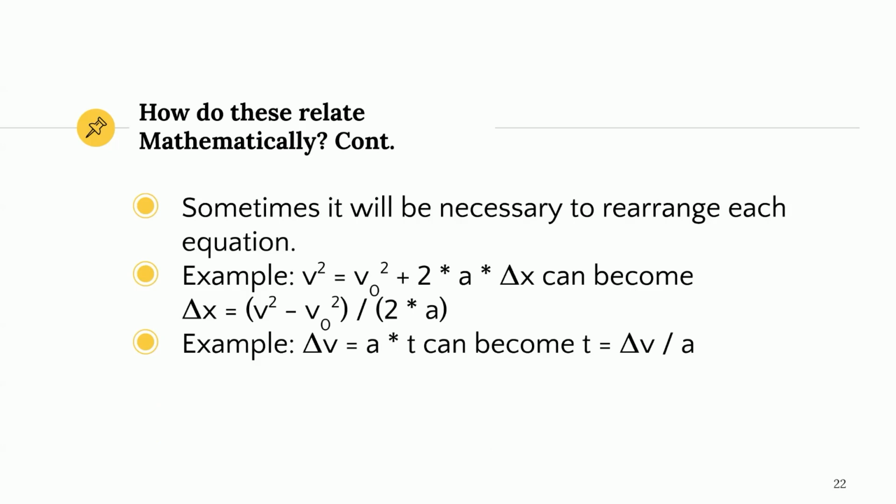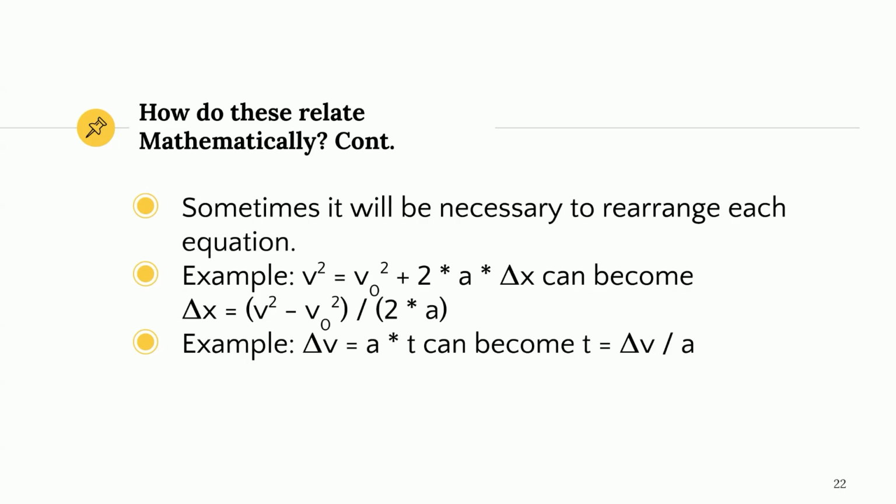Sometimes it will be necessary to rearrange each equation. For example, the equation v squared equals v naught squared plus 2 times a times delta x can become delta x equals v squared minus v naught squared divided by 2 times a. We do this in order to make sure that we can find any variable in the equation. As long as the variables in that equation are the ones that are relevant to the question at hand, we can rearrange them to make sure that we get the right answer.